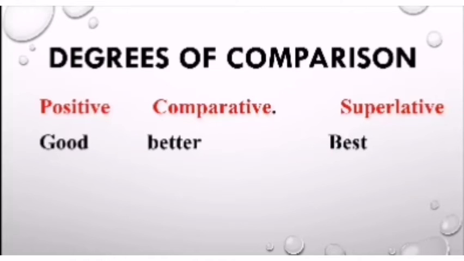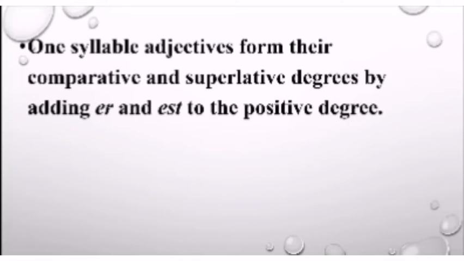Adjectives are affected by degrees of comparison: positive degree, comparative degree and superlative degree. When we talk about any particular noun individually, we use the positive degree to describe that noun. Comparative degree is used when we compare the quality of two persons, right? And superlative is used when we compare among many. Example, he is a good boy, he is better than his brother, and superlative degree, he is the best student in the class.